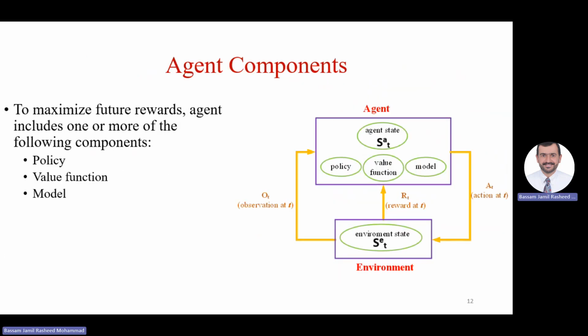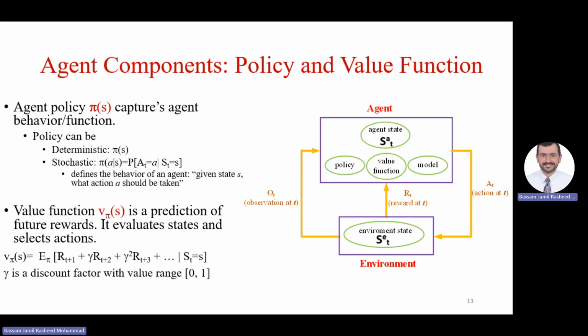Okay, so the agent component. Let's now focus on the agent. How do we implement the agent? The agent includes the agent state, and it can include a policy, and we will see how that is implemented, or a value function, or a model. It can include one or two of those, but you have to have at least one, and we'll see how that works.